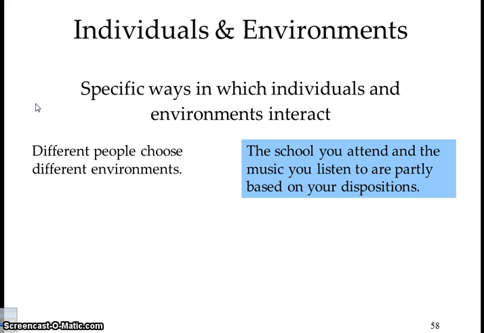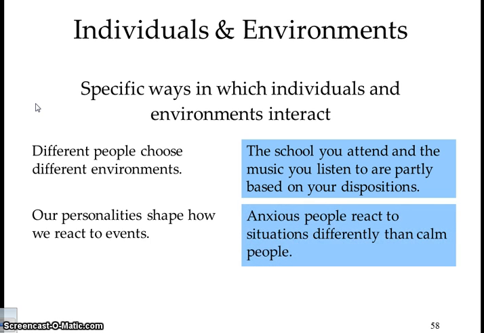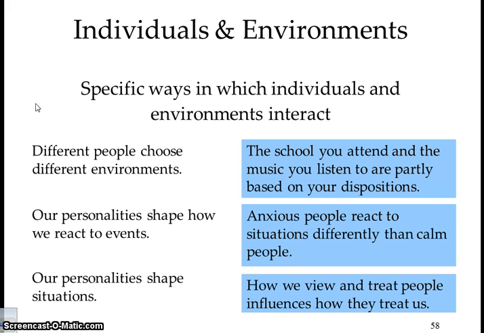Now, individuals and environments: there are specific ways in which they interact. Different people choose different environments. You listen to different music, you attend different schools, and it can be based on your disposition. Our personalities shape how we react to events. People who are really nervous, who have a lot of anxiety, tend to react to things differently than calm people. People who are calm are pretty much calm in every situation. An emergency wouldn't freak a calm person out, but an anxious person, you might as well go ahead and knock them out. It'd be even better.